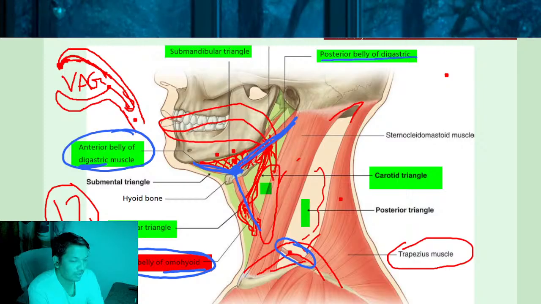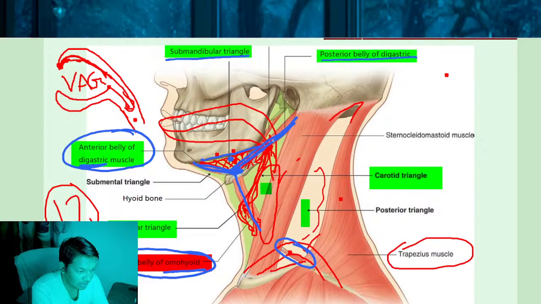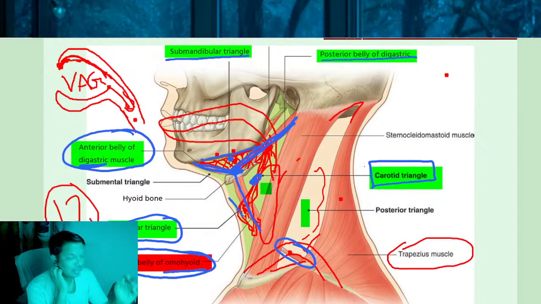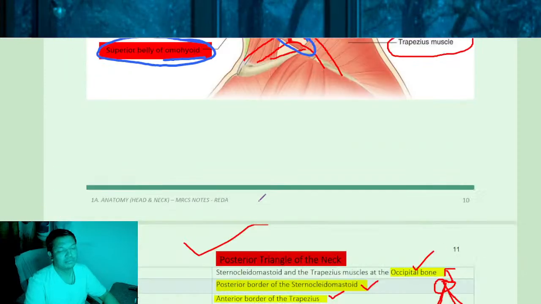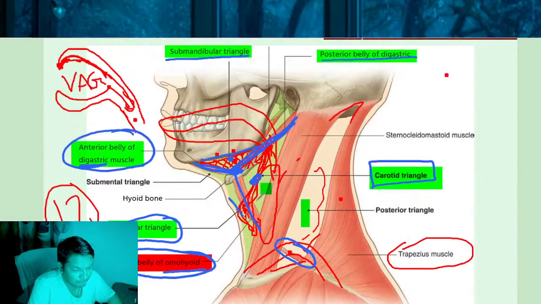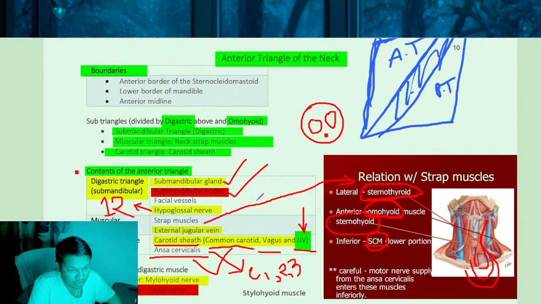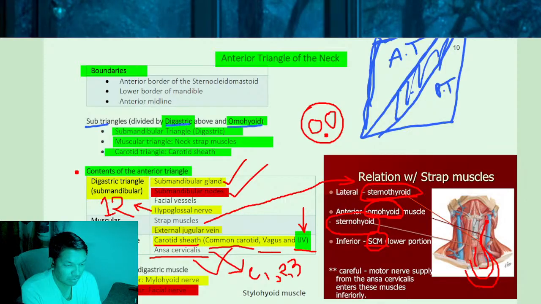So we have one triangle just below the mandible. That's why it is the submandibular triangle. Then we have this one, which is mainly the carotid sheath, so we call it the carotid triangle. And anteriorly we have many muscles here. This is called the muscular triangle. So: submandibular triangle, carotid triangle, and muscular triangle. Now here are the boundaries and their subdivision by the digastric and omohyoid.